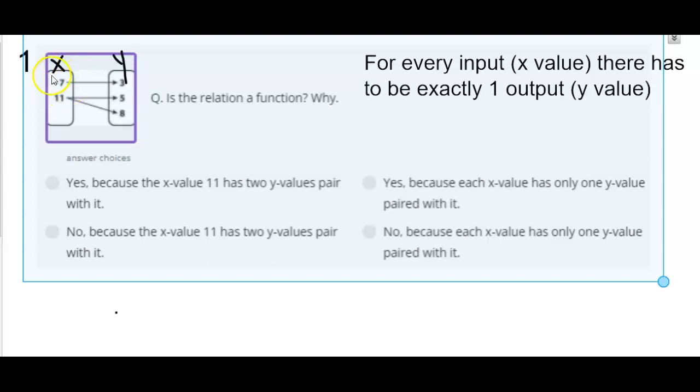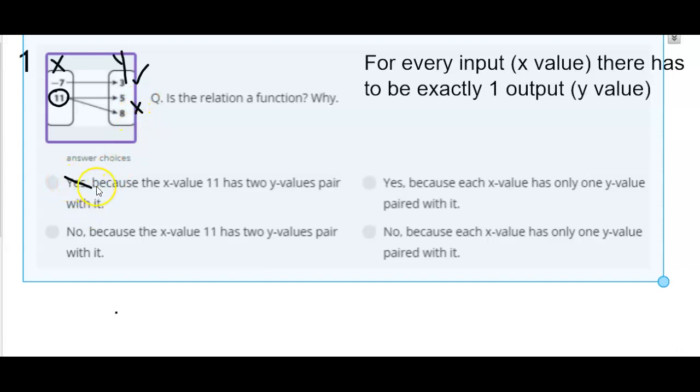And then you would want to look at each of your x's. -7 goes to exactly one y value, so that's good. But here we have 11, and when we put in an 11, we could get either a 5 or an 8. Since 11 goes to two different y values, that makes it not a function.